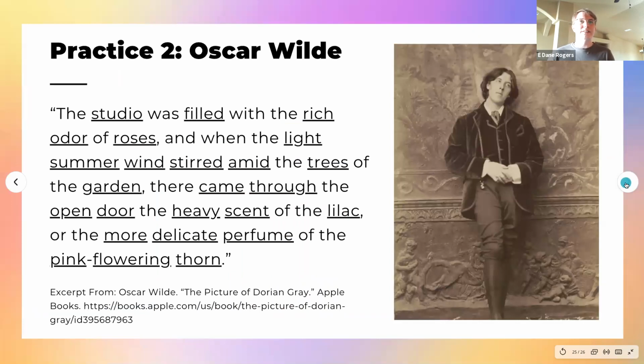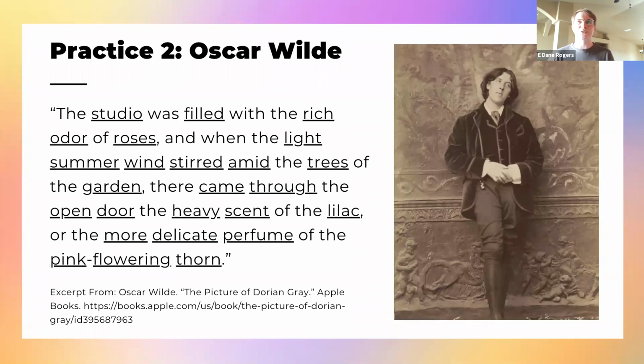And then this is going to be homework for you as well. This is practice number 2. For your homework, this is a much simpler reading than we did in class, but try to divide these words into their syllables and then indicate where the stressed syllable is.